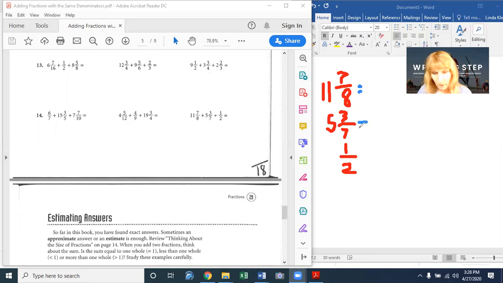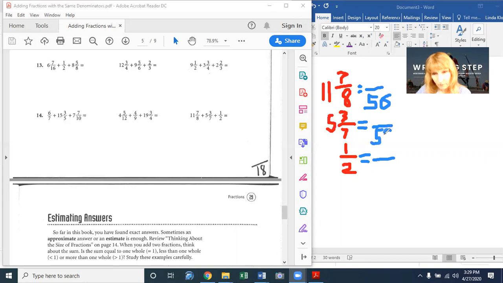Well, if I do 2 times 8, I get 16, but 16 won't work with 7. 3 times 8 is 24, 24 won't work with 7. 4 times 8 is 32, 32 won't work with 7. 5 times 8 is 40, that's not going to work with 7. 6 times 8 is 48, that won't work with 7. 7 times 8 is 56. 56 will work with 7 and 8. Will it work with 2? Yeah, so it's going to have to be 56. That's the least common multiple. There's nothing smaller, so let's do this.